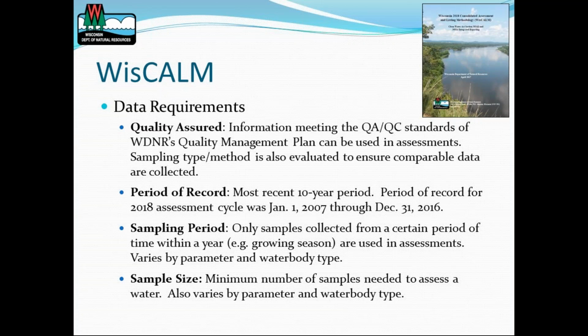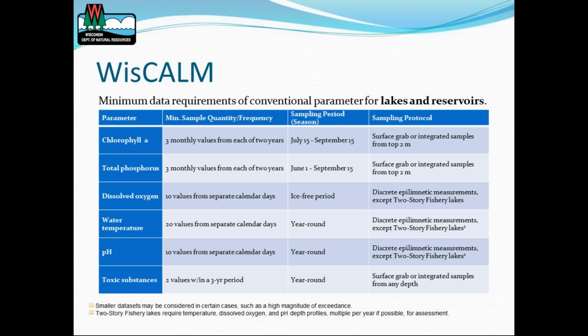We also outline the sampling period, and this depends on the parameter that you're looking at. The sampling period for chlorophyll will be different from the sampling period for chloride. And then sampling size. So that's how many samples do you need to actually do an impairment assessment. And this also varies by parameter. To give you an example, this is a table for minimum data requirements on the parameters we do for lakes and reservoirs. So on the left-hand side, we have chlorophyll, total phosphorus, dissolved oxygen, temperature, pH, and toxic substances. And then it tells you how many samples you need, the sampling period, and the protocol.